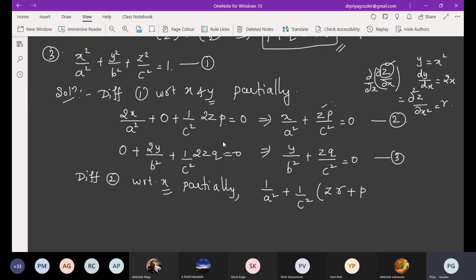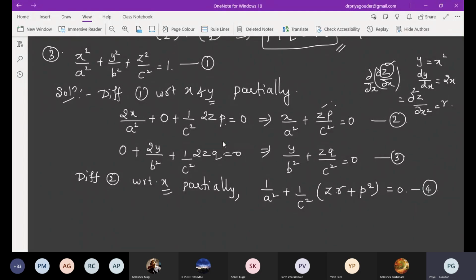Then we'll differentiate z. What is the derivative of z with respect to x? p. p again. So isn't it p square? Hope the part is clear. p into p, I'm writing it as p square. Now I'll call this equation 4.